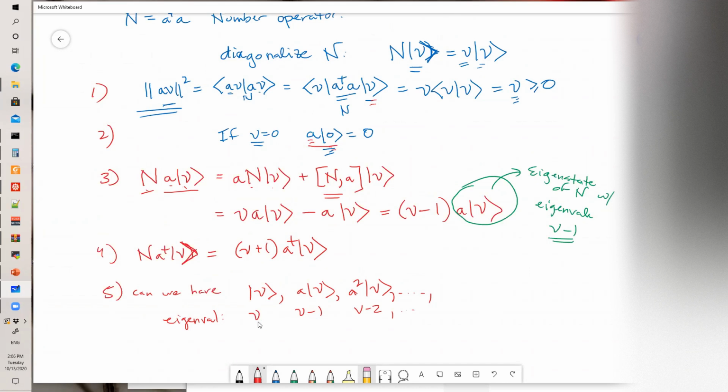0. Well, yeah, okay. So 0 is a possibility. If it's 0, then we know A acting on 0 just gives us 0, and then we'll be done. What are the other possibilities for nu? It just has to be a positive integer. That's right. It has to be a positive integer, or rather a non-negative integer.